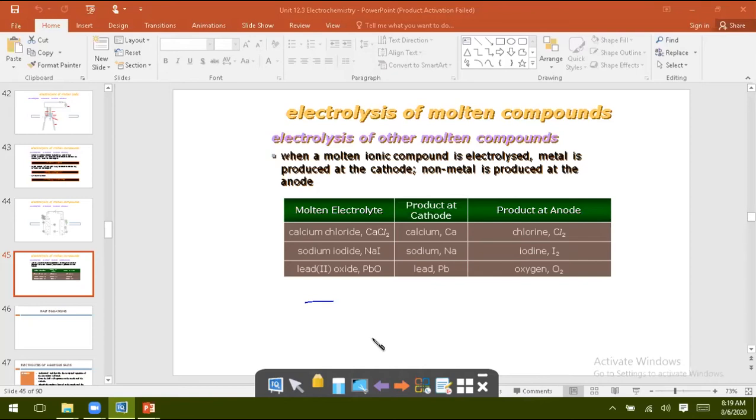So in the first one here, we have calcium chloride. The two ions that will migrate to different electrodes are Ca2+ and Cl-.